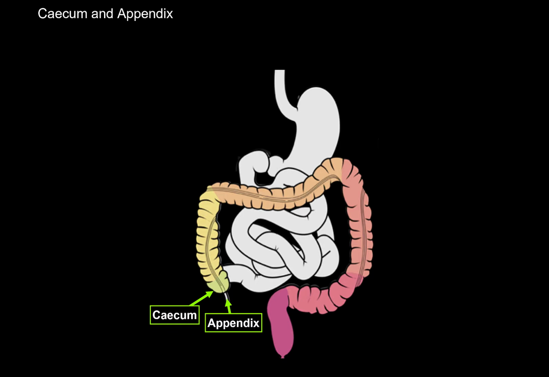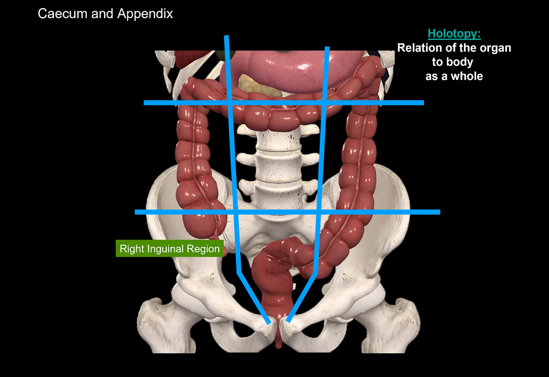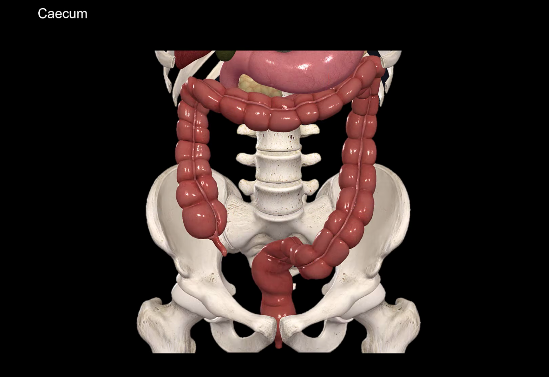So as always, I like to start with the topography, to have the orientation right. So let's do the holotopy first, which means the location of an organ in relation to the body as a whole. So the caecum and the appendix lie in the right inguinal region, as you see here. So any localized pain in this area, think of the appendix or the caecum. Now let's start with the anatomy of the caecum first.